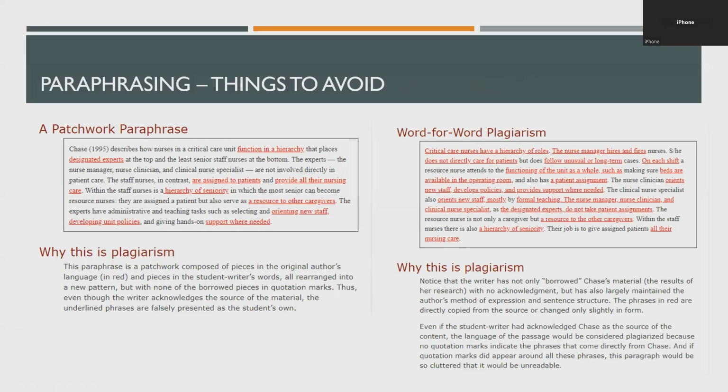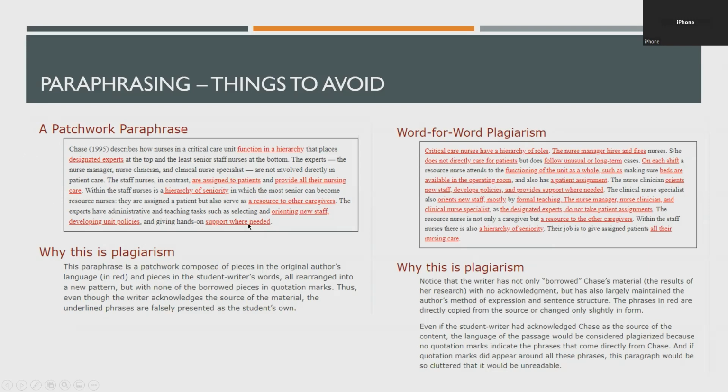So we have some examples here, and this gets into how to avoid plagiarism. So here we have a patchwork paraphrase. Notice that I did include an in-text citation. So this is from Chase. It was published in 1995. So that's good. I am giving the writer credit, but all of the underlined portions here are words and phrases that I took directly from Chase. And that's why it's called patchwork: there are patches of my own words, but then there are also patches that I took directly from the author.